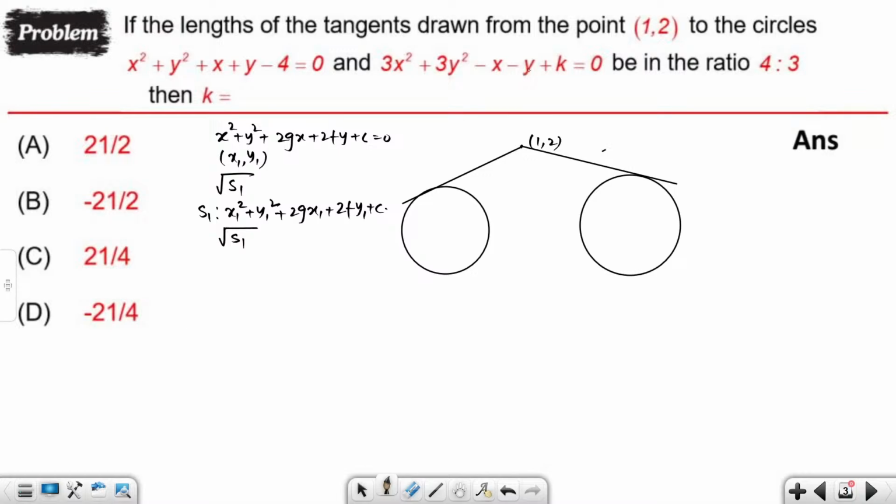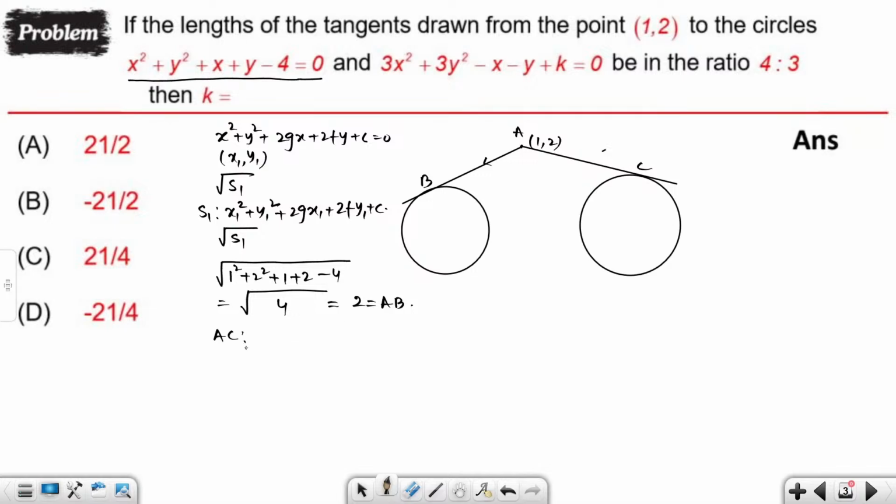So from this point (1, 2), if we draw the tangent, the length of this tangent will be the root of 1 square plus 2 square. I'm putting this point in this equation. So 1 square plus 2 square plus 1 plus 2 minus 4. So that gives us 2 plus 1, 3. So it's coming like 4, 5, 8, 4. So it is basically coming to 2, right? This is the length of the tangent. Let me just name it: A, B, and C. So AB is your 2. And what about your AC?